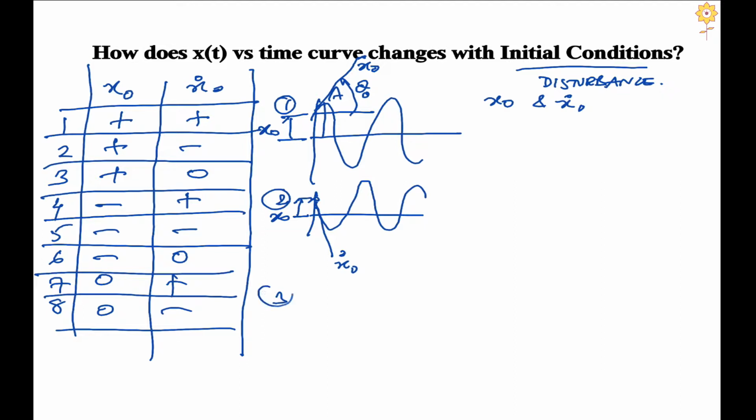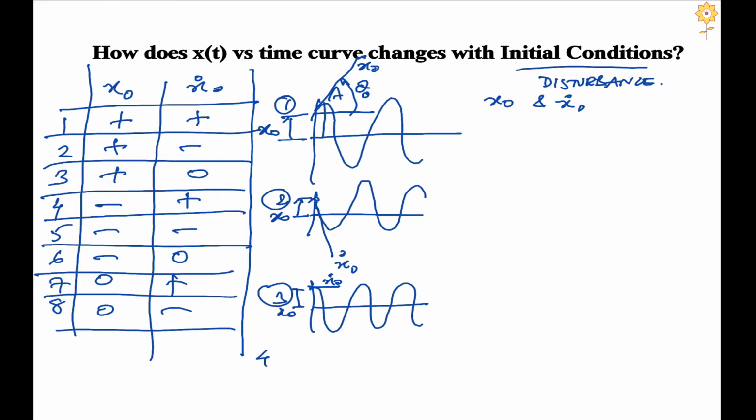And third one is positive and 0, so you can have something like this, okay, that the slope at the start of the curve is a horizontal line, right? So it is a 0 slope, so x dot 0 is having a 0 value while there is some value of x0.